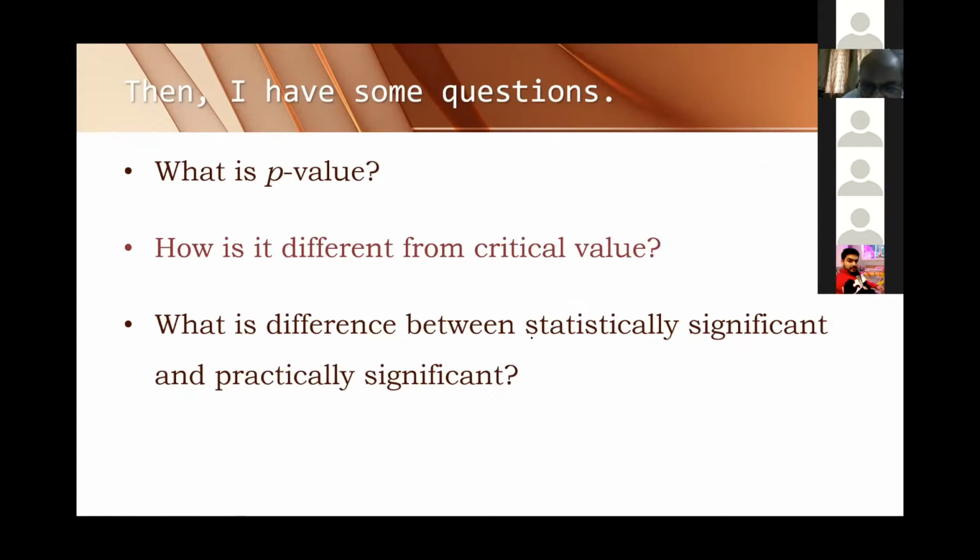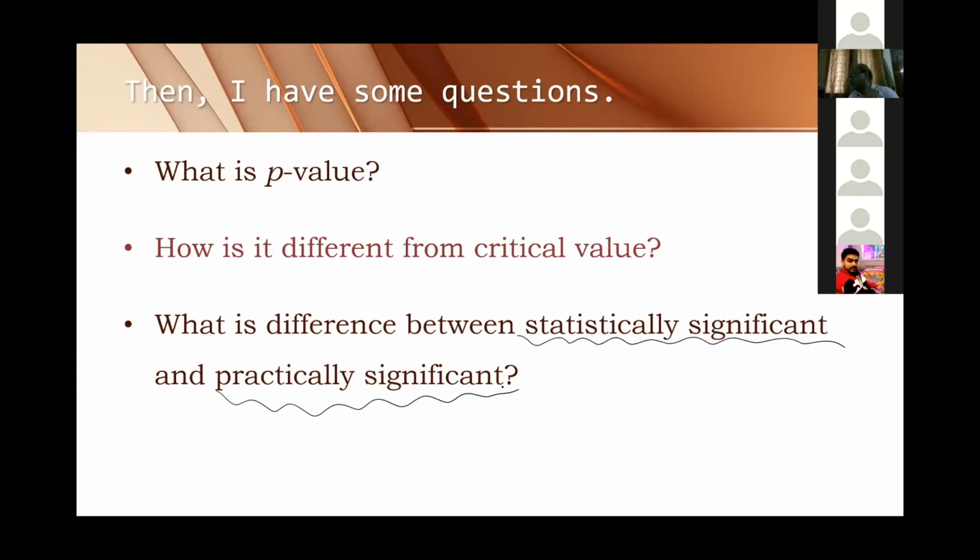Then another thing which we have to also understand and appreciate: what is the difference between statistically significant results and practically significant results? Sushmita, I would like to see your reaction to this question. It's very important for all researchers to appreciate the difference between statistically significant results and practically significant results.